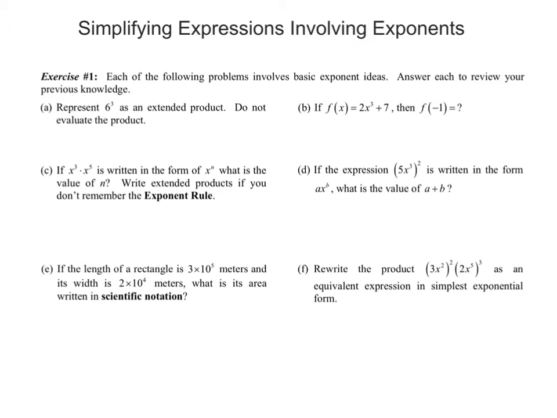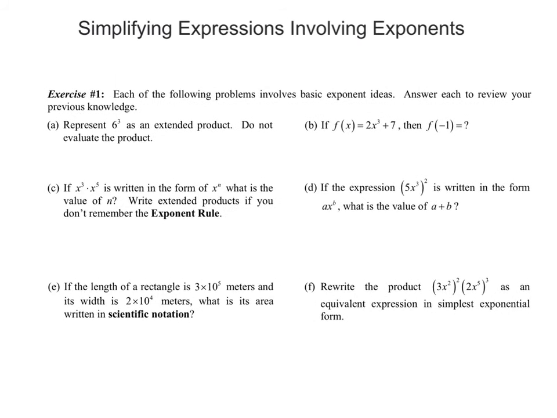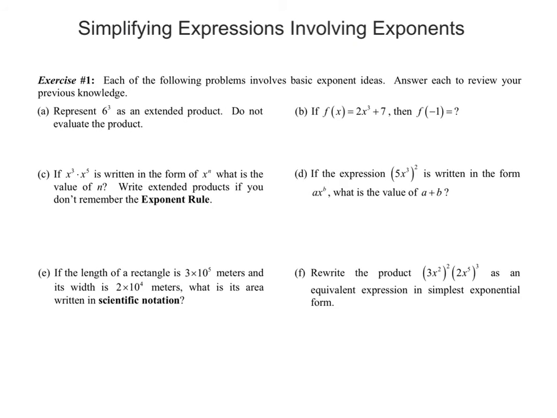So A, 6 to the third power. Let's just recall that my 6 is my base in this case and my 3 is my exponent. So 6 to the third power is going to say 6 times 6 times 6. That's what that would look like. Do not evaluate the product. B, we're going to save for a warm-up in class.